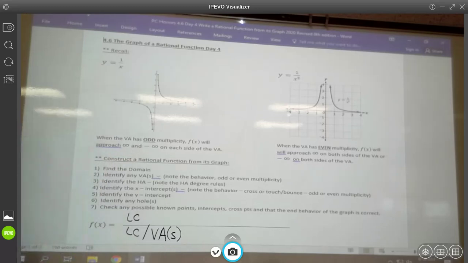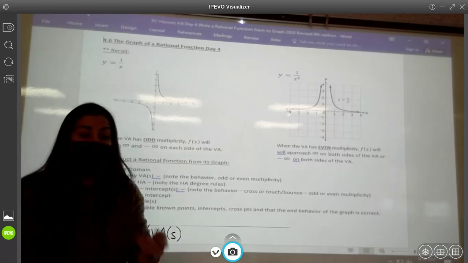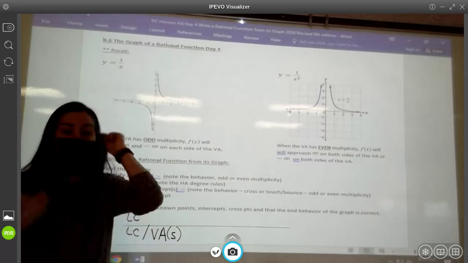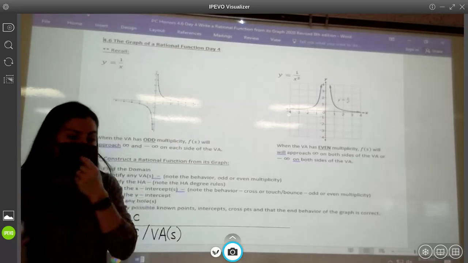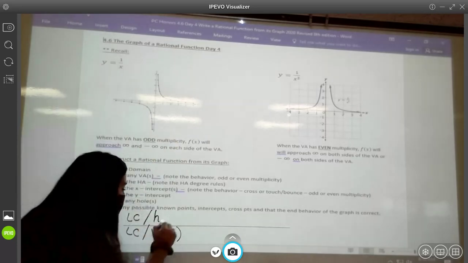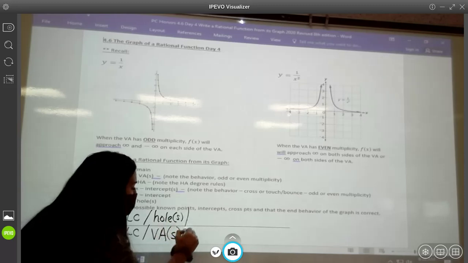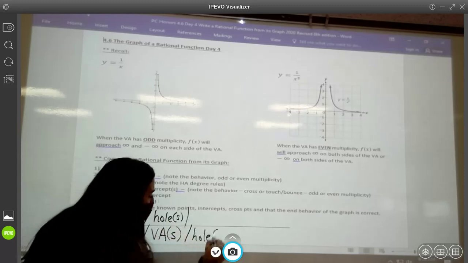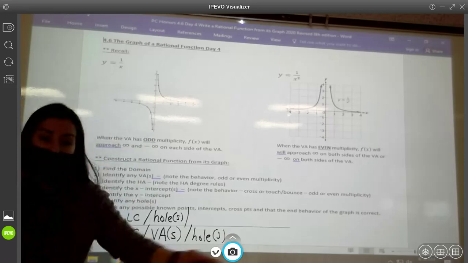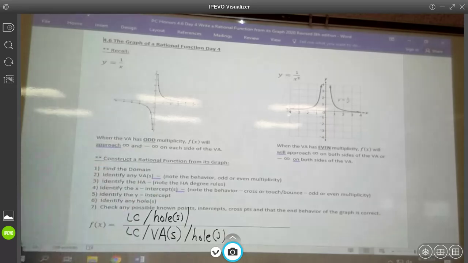All right, what else? We go after holes, right? Holes get created when a factor on top and bottom cancels out. So you want to make sure that you put any factors that became holes in your numerator and your denominator when you go to write the function.